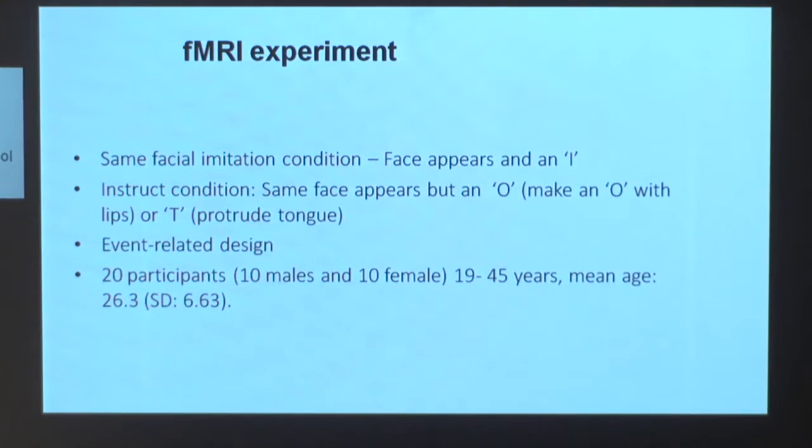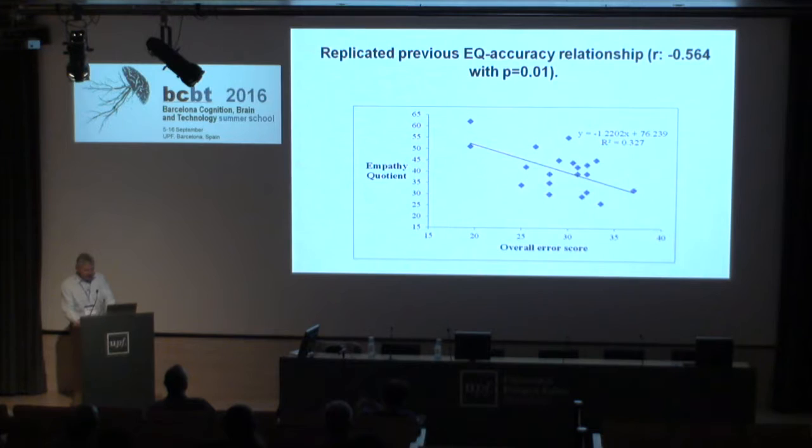or an instruction. If they saw an eye, they had to imitate it. If they saw an O, they had to make an O with their lips. And if they saw a T, they had to stick their tongue out. It was an event-related design with about 20 people. And again, we found that the empathy quotient correlated with the error score.